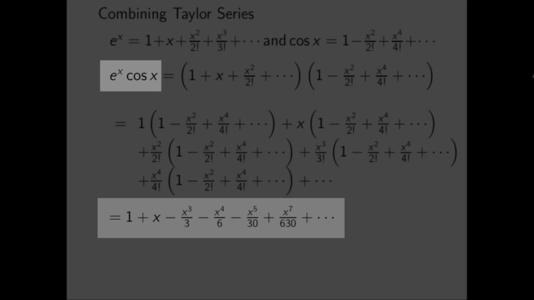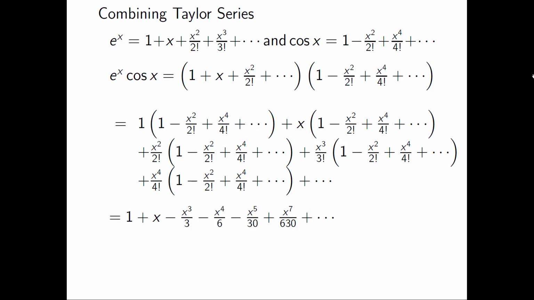So our series for e to the x cosine x is 1 plus x minus x cubed over 3 minus x to the 4 over 6, and so on and so on. So we've taken two very simple series and found the series of that.